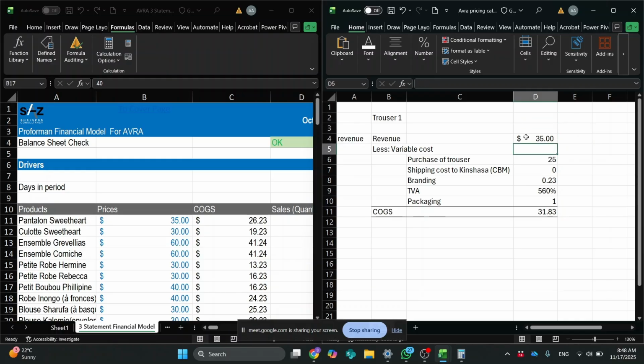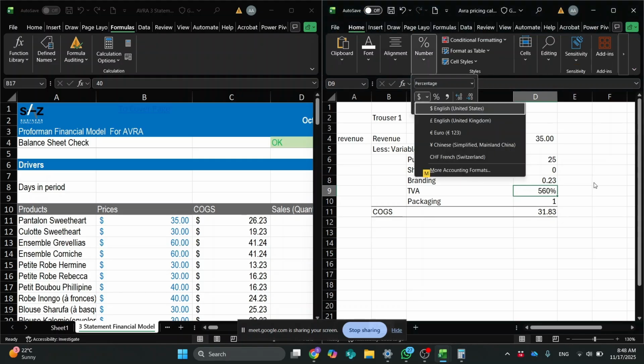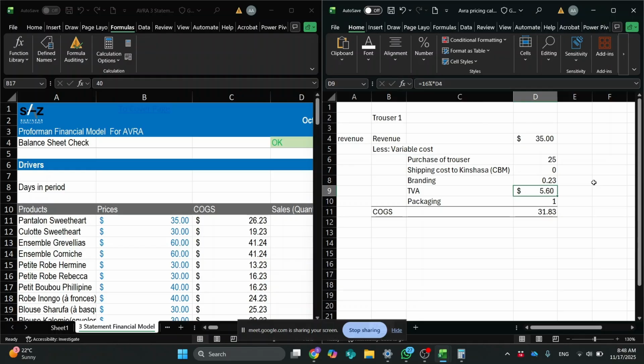So we have 35. We are spending 25 to purchase. Shipping cost is 0. Our branding is 0.23. The TVA is 16%. Okay, the TVA is 5.6. Our packaging is 1. So COGS is that. Let's now write our contribution. Our contribution is actually this one less this.